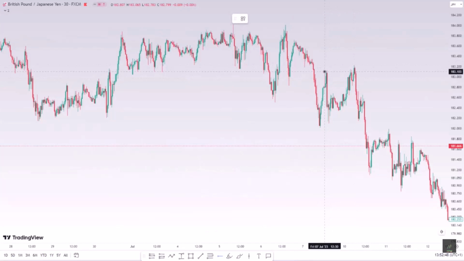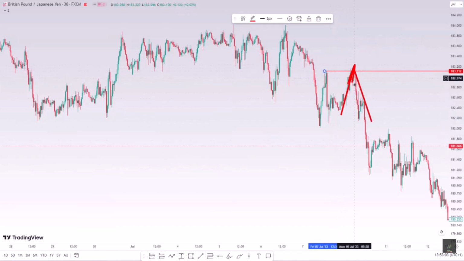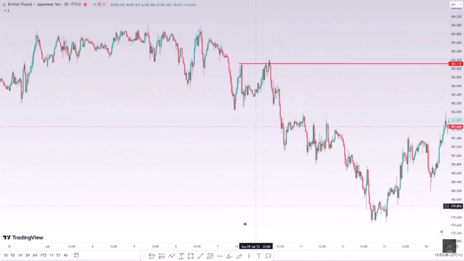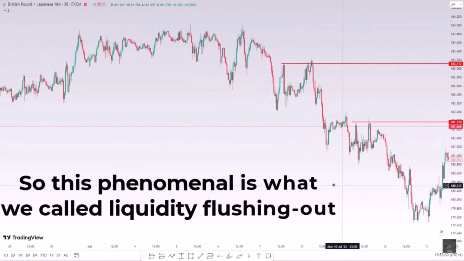Also, as you can see, this high initially indicates traders who sold at first, thinking that the price will continue dropping. Later, price gravitated back to that level, grabbed some more orders before it finally moved in its initial direction. As you can see here as well, traders sold from this level, pushing the price all the way to the downside. What happened? Price came back to visit that same level to get some more orders in order to drive price in its normal direction. So this phenomenon is simply what we call liquidity flushing out.